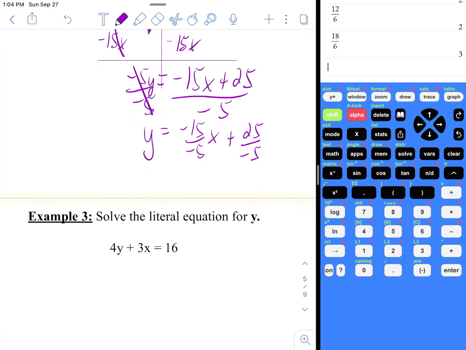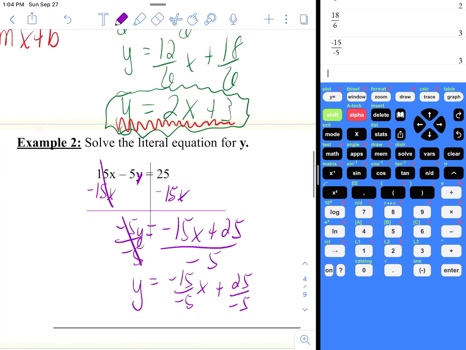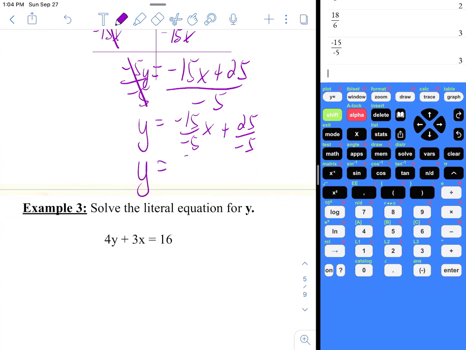Some of us really struggle with positive and negative numbers, especially when we divide, so we can use our calculator. Negative 15 divided by negative 5 gives me a positive 3. So I'm going to write y equals positive 3. Don't forget to bring your x with you. And then we have 25 divided by negative 5. I take 25 divided by negative 5, and I get a negative 5. So at the end, I'm going to put minus 5. Our final answer, y equals 3x minus 5.